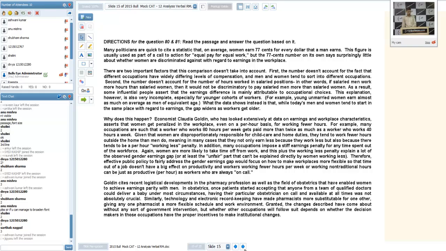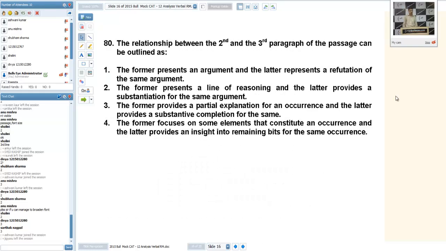So let's go back to the question. Question number 8: the relation between the second and third paragraph is that the second paragraph provides a line of reasoning, and the third later provides substance on what exactly is the cause behind this. So that's how it goes. Second is the right answer. First is technically wrong, because the latter doesn't refute. On the other hand, it supports how this is happening.